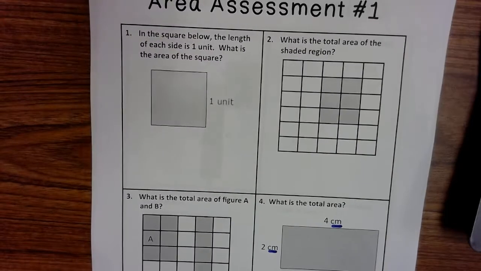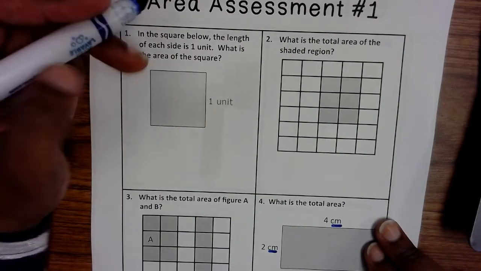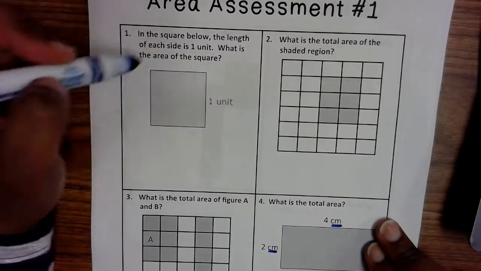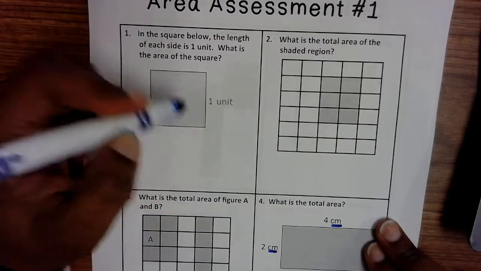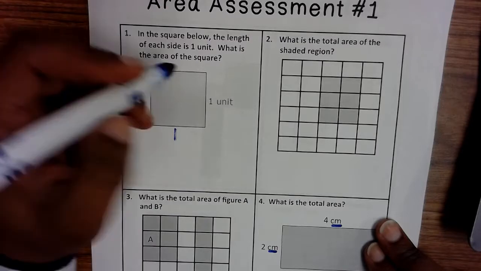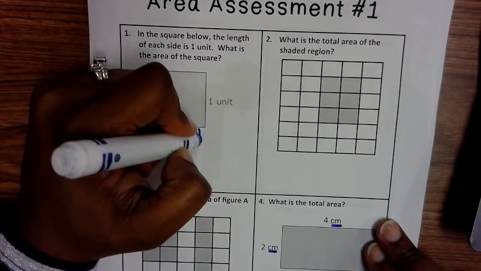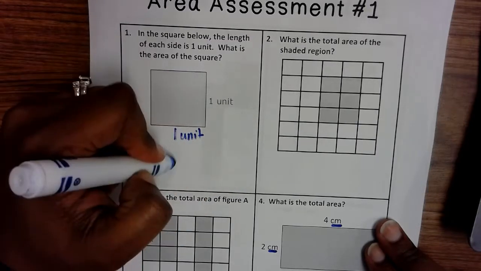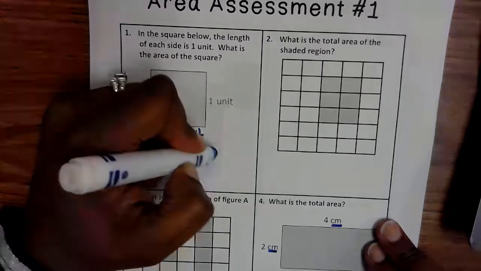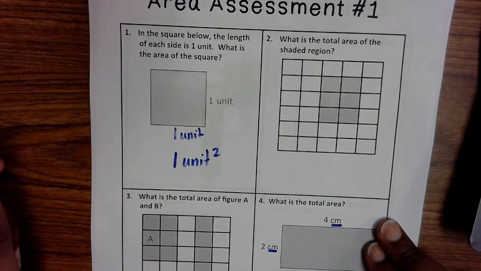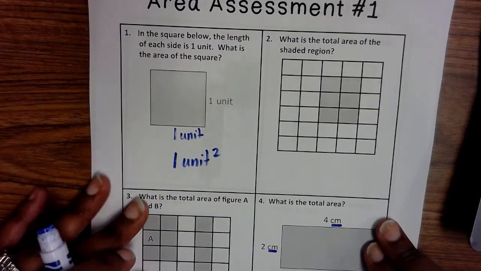In question 1, they've already told us that each side is 1 unit. That means it's a square. We are not going to add all these ones. We're going to label your length and your width. It's 1 unit. So 1 times 1 is 1 unit squared. So that is the area of number 1.